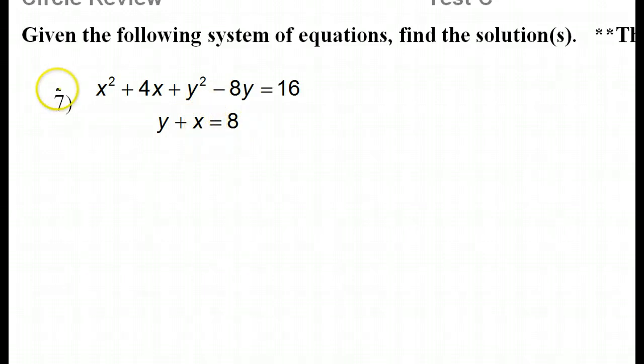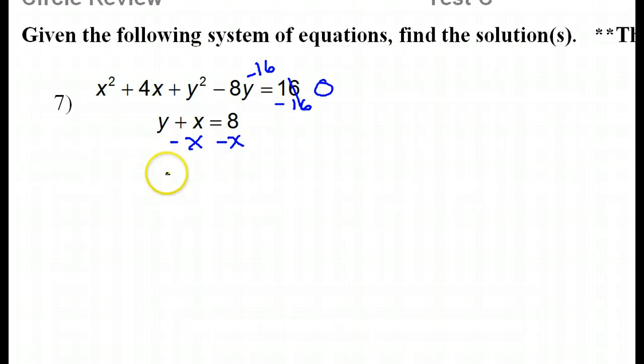Well, it's important that this equation is in standard form, which it almost is in standard form. I would just subtract that 16 from both sides, okay, like this. So now I've got 0 over there. All right. Now, this line equation, we need kind of y by itself. So I would subtract x from both sides. So that's going to give me y equals negative x plus 8.